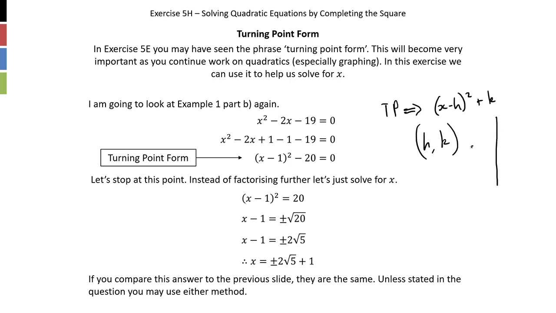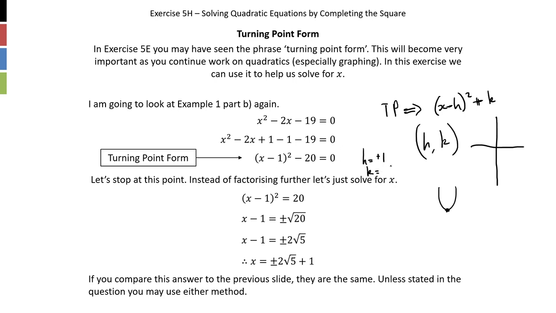If I have a parabola, the turning point is this little spot here. That's the turning point where it changes from going down to going up. In this case, the key thing is to notice we have a subtraction sign here and a positive sign for the k. So in this case our h is actually positive 1 because we've got negative 1. So the h value itself is positive 1.